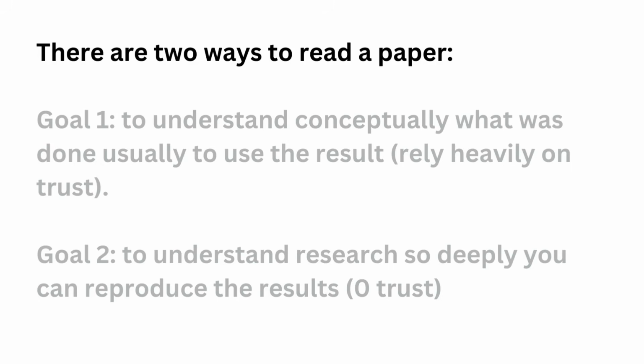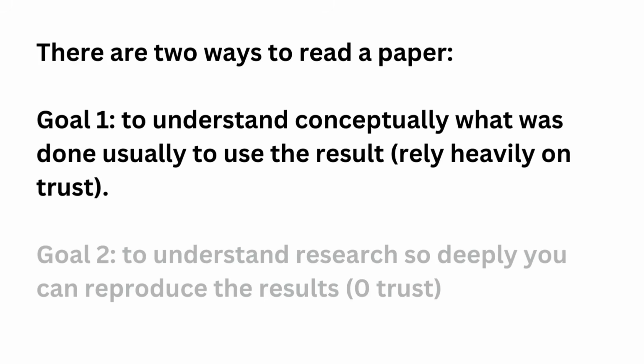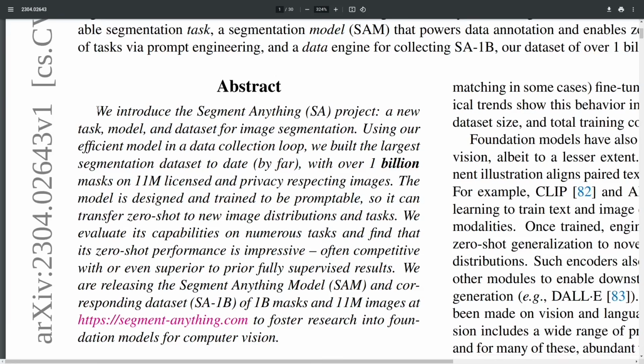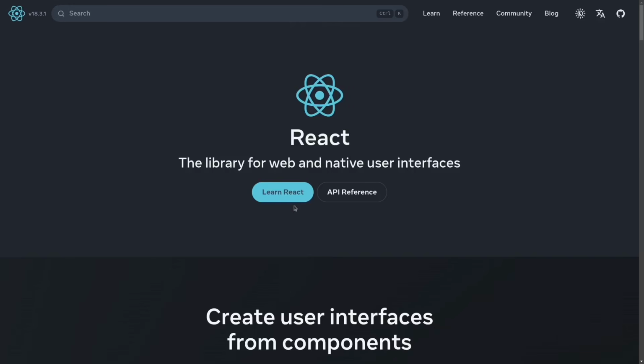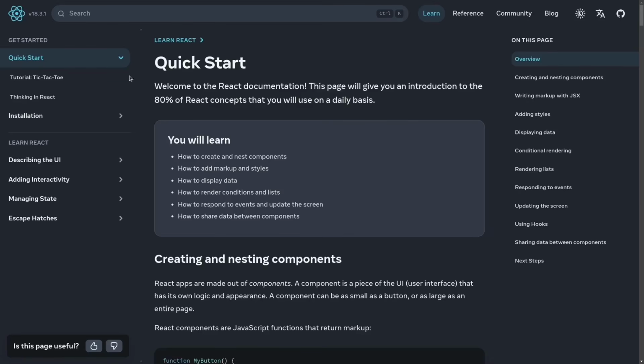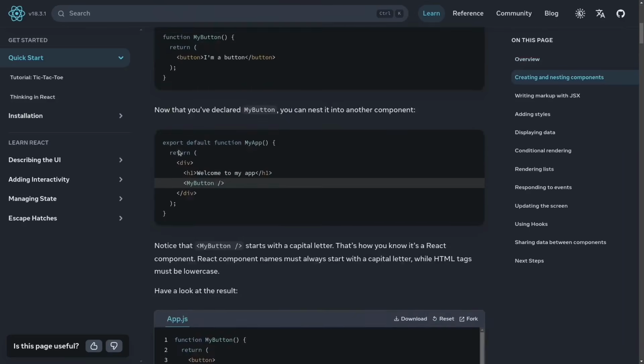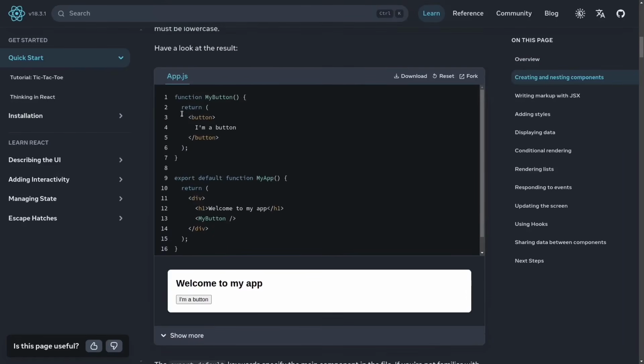To start out, there are 2 ways to read a paper, depending on your goals. The first way is to understand what was done, but not in depth. Usually to use the result of the research or to understand another paper using these results. This way of reading relies heavily on trusting that the paper is right. It's not too difficult to do. If you read the abstract and conclusion of a paper, you can get the gist of it. It's a bit like knowing roughly what React is doing, but being more interested in using it than understanding how it implements a shadow DOM.